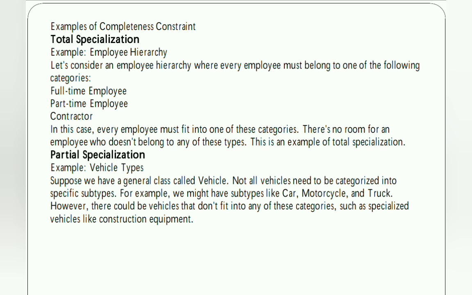Whereas in partial specialization, there are vehicle types. For example, vehicles are of different types like car, motorcycle, and truck. However, there could be vehicles that don't fit into any of these categories, such as specialized vehicles like construction equipment. The construction equipment won't come into the category of vehicle. So partial specialization means there will be 0 or 1 subtypes.